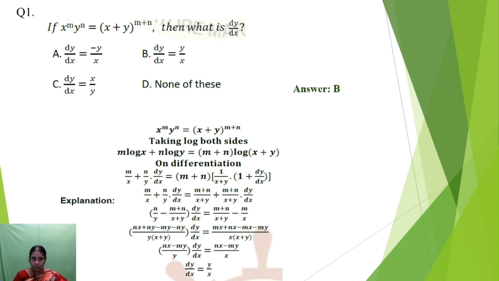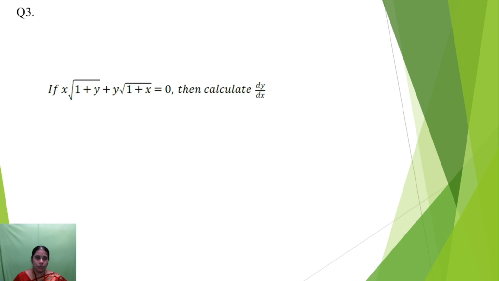So simple, what we have done: first step, taking logarithm on both sides; second, taking differentiation and separating dy by dx alone on the left side. So we calculate the answer. Next, question number 2.